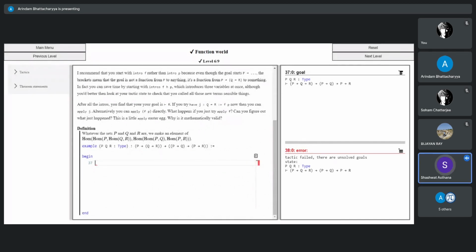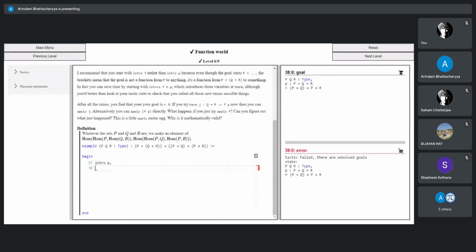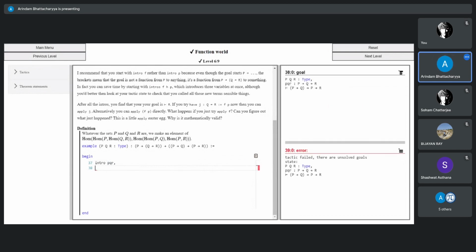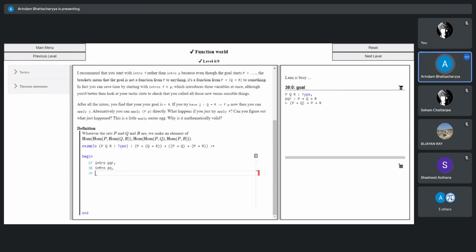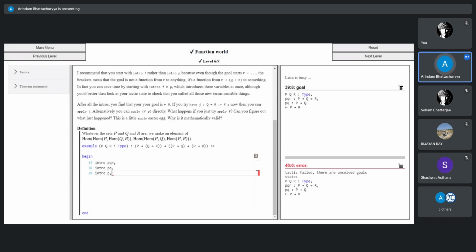Entropy is to P. So P is a kind of bad name, right? Maybe PQR. So PQR is a function that takes inputs in P and outputs functions Q to R. And then I have intro PQ and intro P.